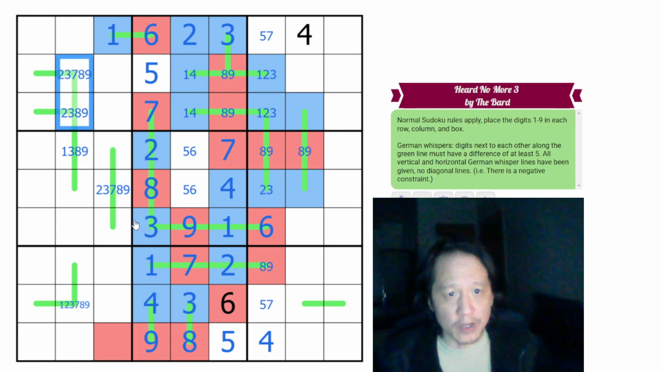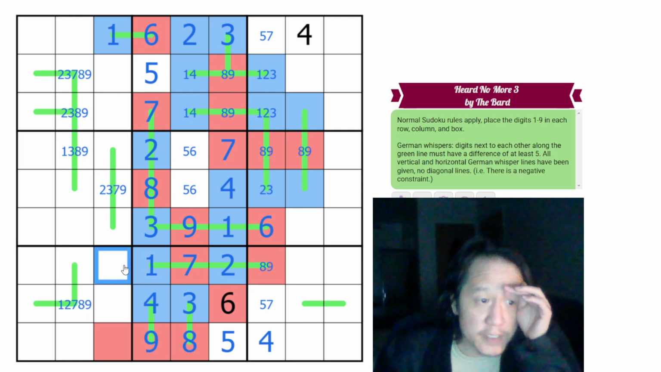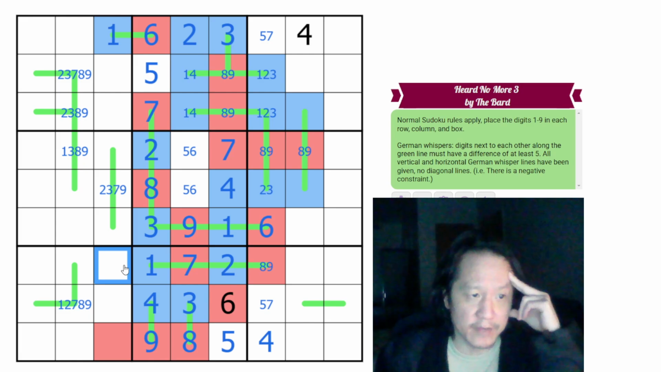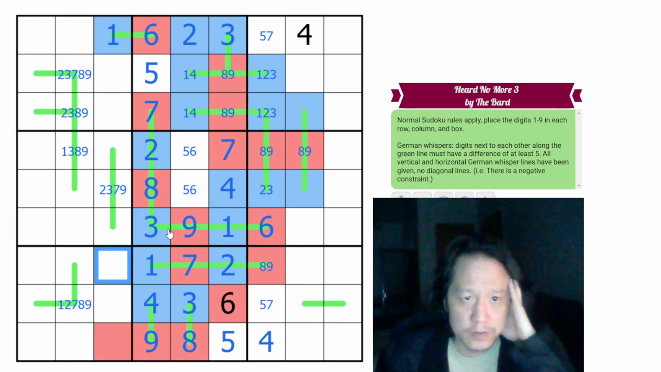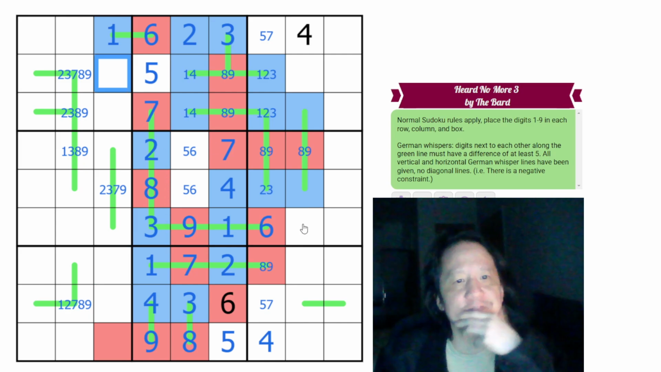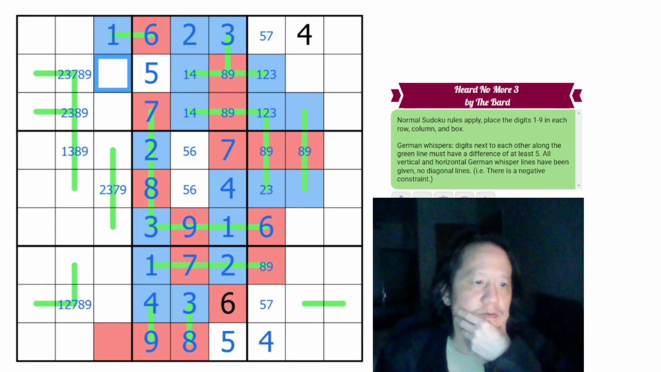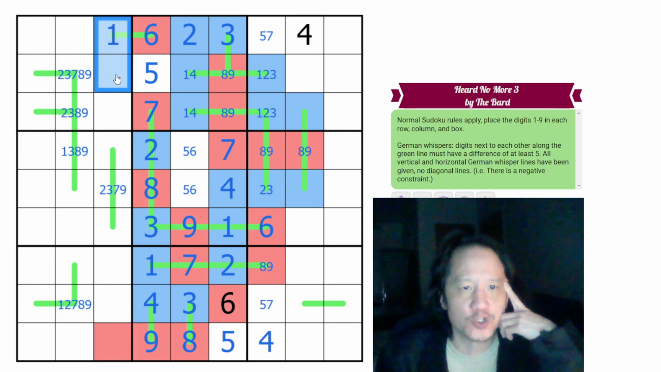These can't be 1 because of this one. This can't be 8. This can't be 3. This cannot be a high, but it could be a 5, though. So this is 5 or a low. We're not sure which. Similarly, since this can't be a 5, we know this has to be a low, right? Because if it were 6 through 9, there would have to be a German whisper line connecting them. Therefore, this is a low.